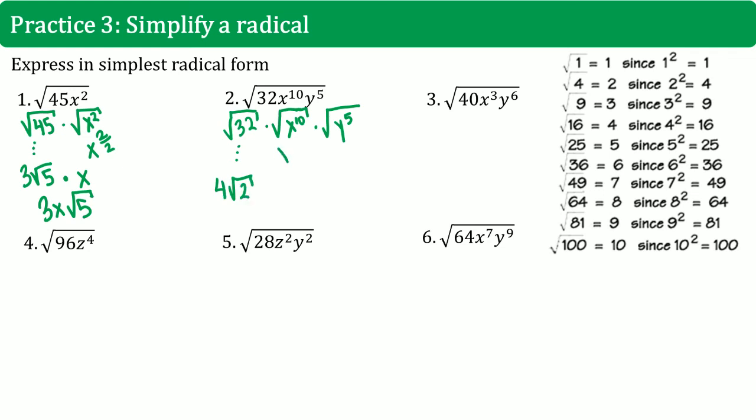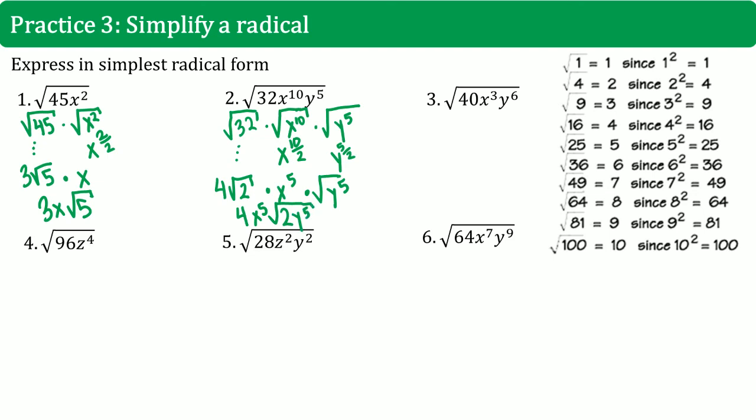This is x to the 10. We just divide this by 2. That gets us x to the 5. This is y to the 5 divided by 2. We can't really do anything, so we just leave it as y to the 5th power. Together, this becomes 4x to the 5th, parentheses, 2, there's a 2 here, y to the 5th.